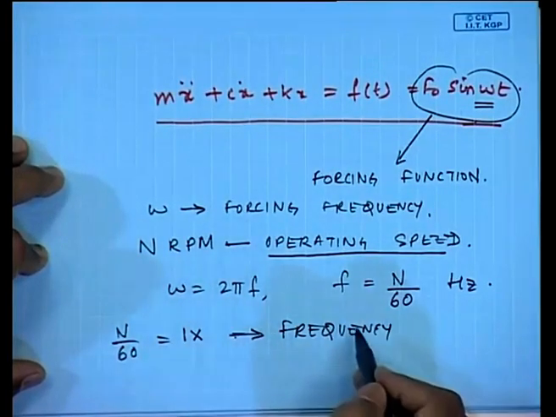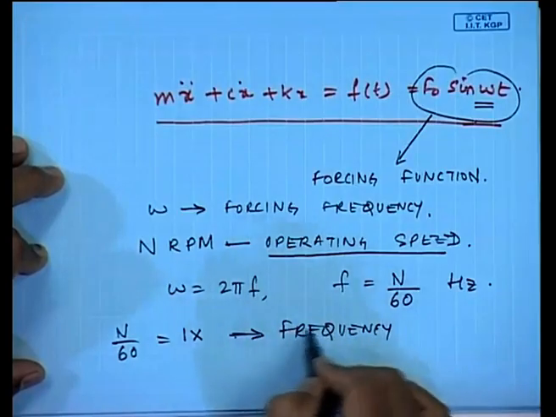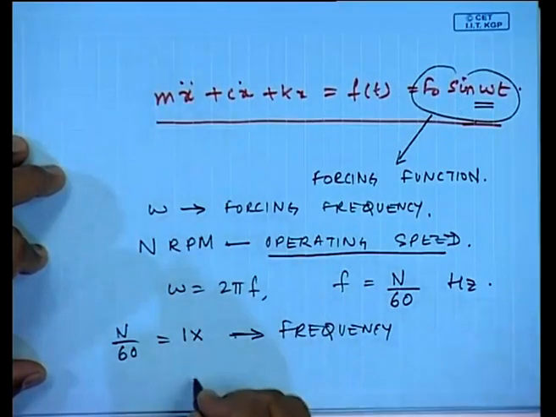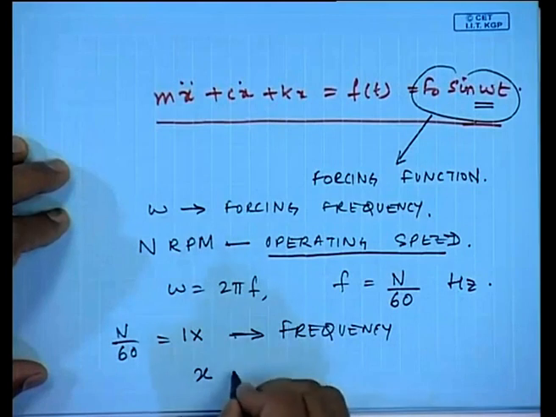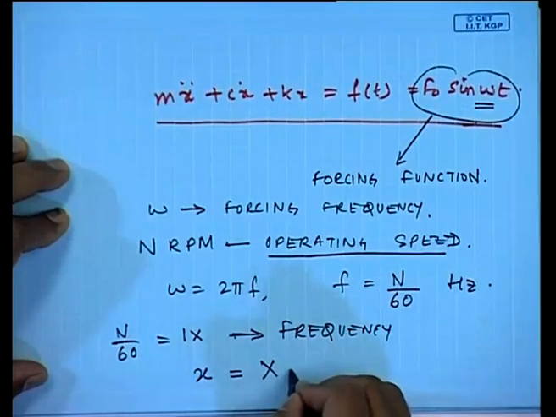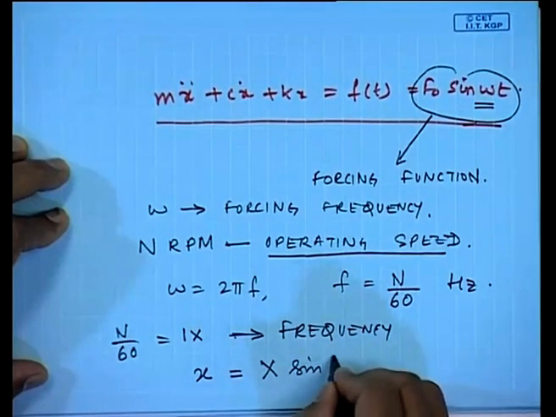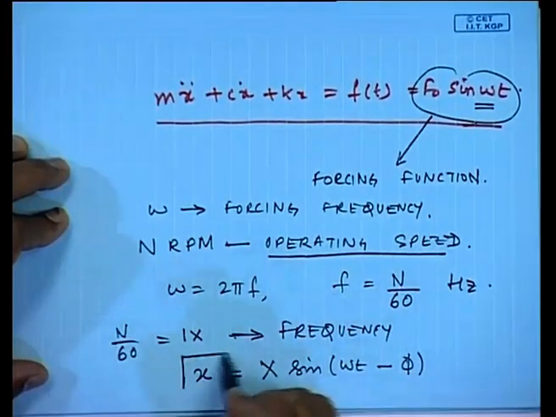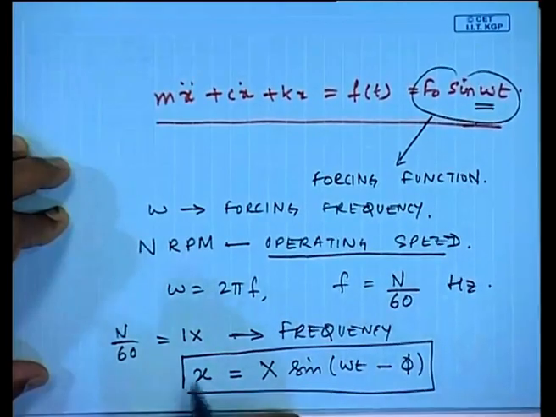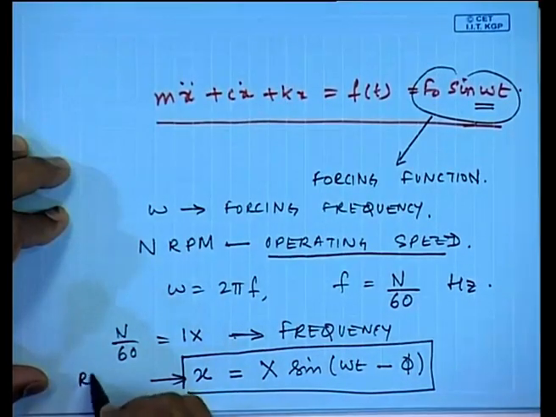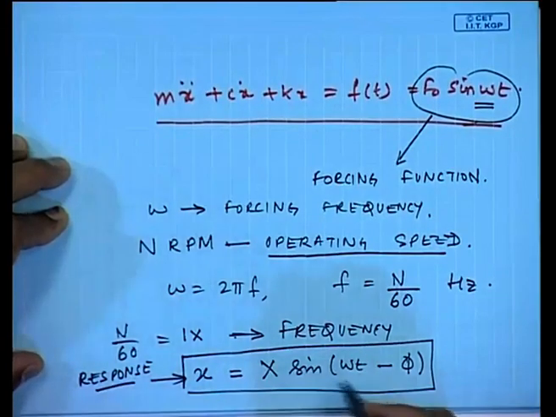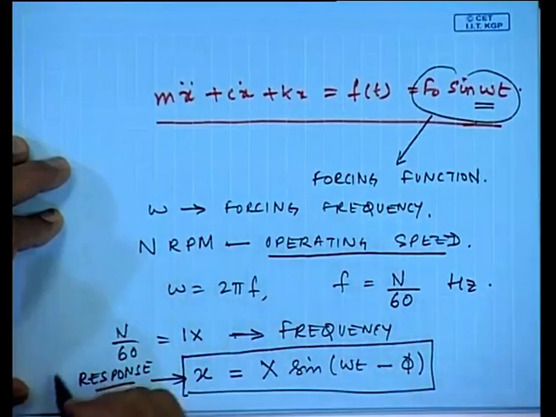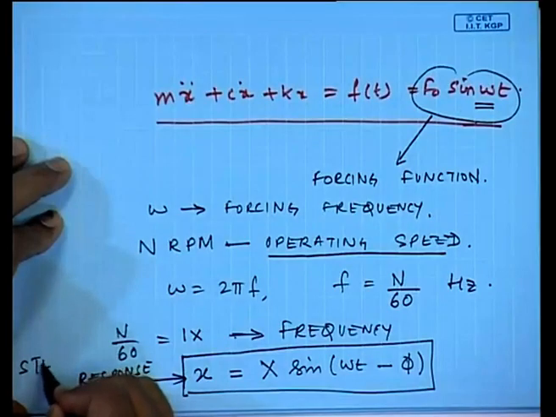So, this is the response. Now, this response x which I will measure would be of this form, sin omega t minus a certain phase difference. So, this is the equation to the response, and this is a steady state response.